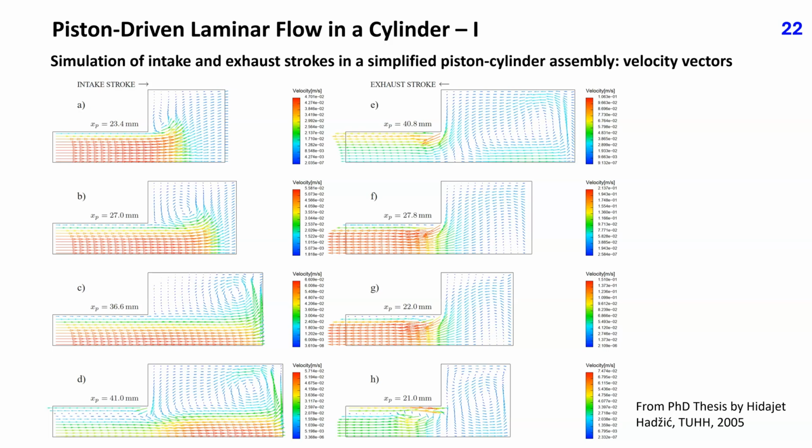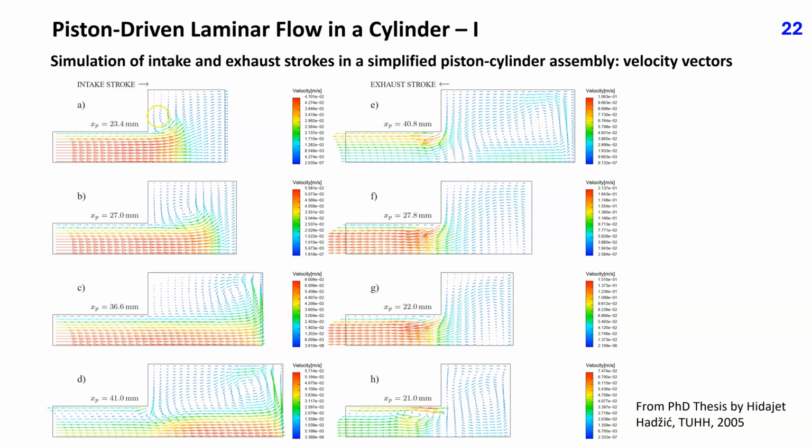This approach allows re-gridding, and in one test case, grid in cylinder is replaced several times during each stroke with less cells in axial direction near bottom dead center and more cells near top dead center. More details can be found in PhD thesis of Hidayat Hadžić, see link in slide 11.